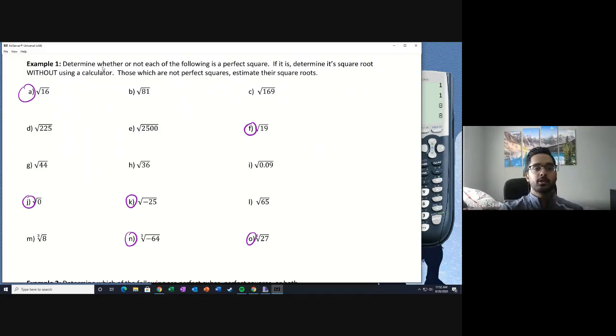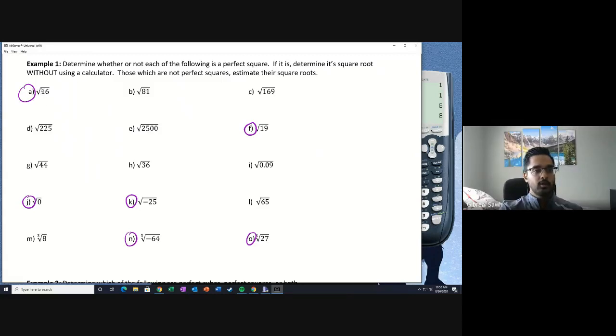So we're asked to determine whether or not each of the following is a perfect square. If it is, determine its square root without a calculator. So we'll talk about some of those estimating techniques, because some of them won't be perfect squares, right? So we'll just start working our way down. So we'll start with A.